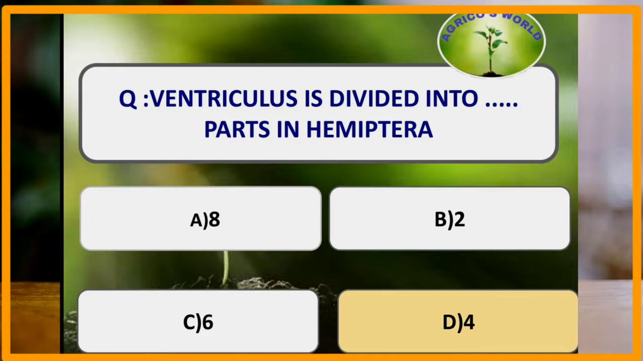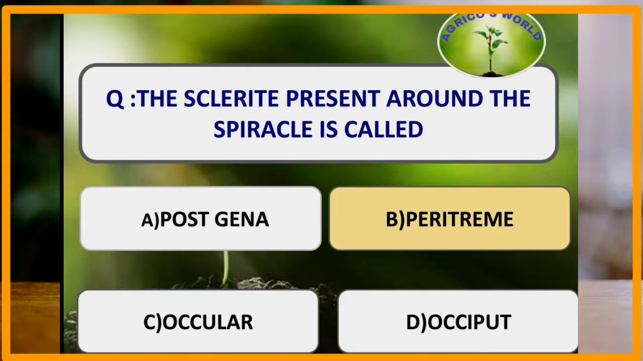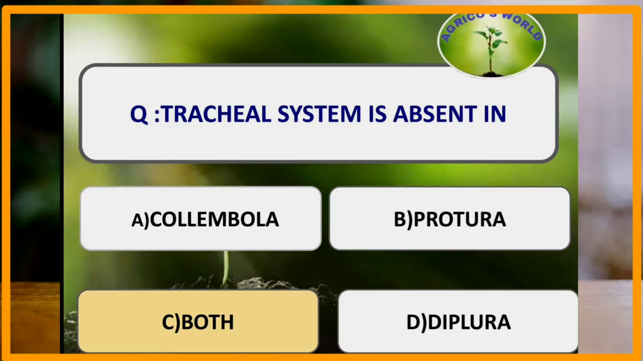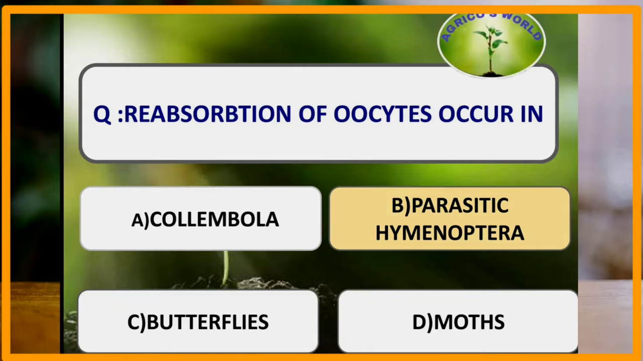Ventriculus is divided into how many parts in Hemiptera? Ventriculus is divided into 4 parts in Hemiptera. The sclerite present around the spiracle is called as peritreme. Peritreme is a sclerite which is present around the spiracle. Tracheal system is absent in Protura and Collembola. Both lack tracheal system.